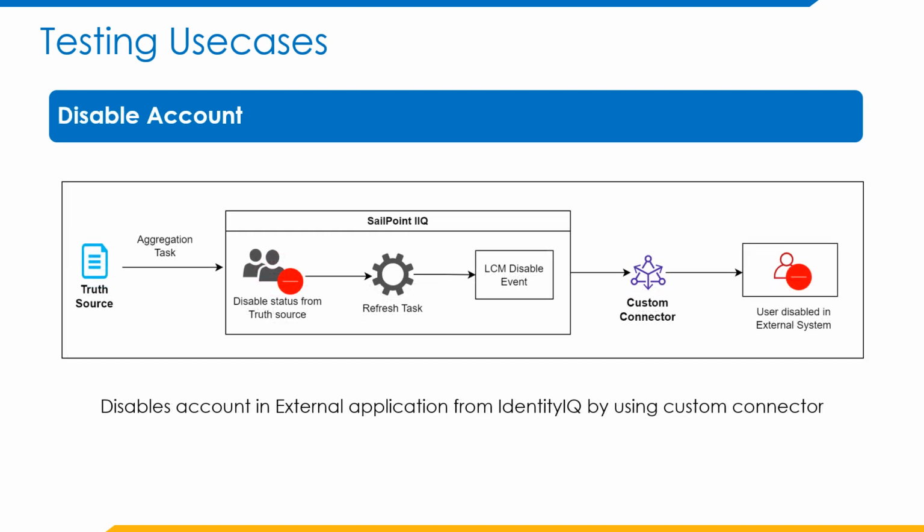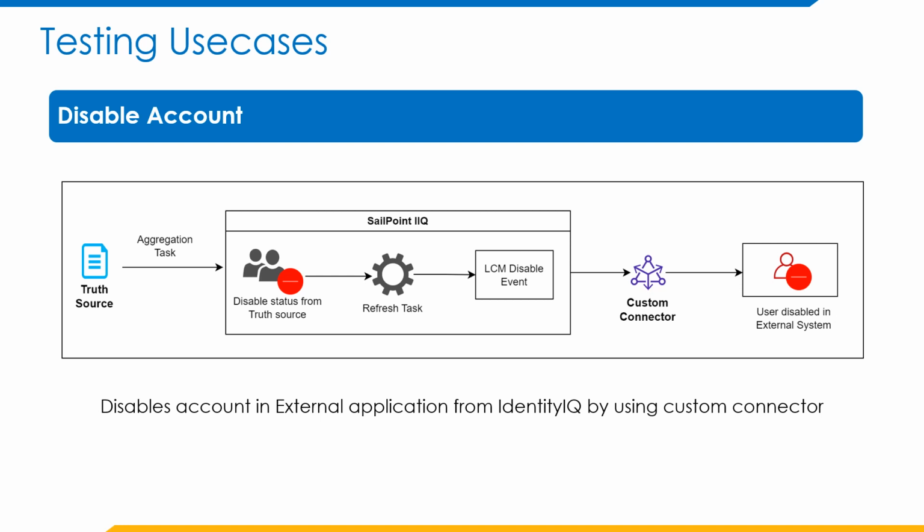The next operation is disable account. Here we will receive the status update to disable the account from the delimited file truth source. This gets updated on the identity from the aggregation task. Upon running the refresh identity cube task, a configured lifecycle disable event will be triggered to handle the account disabling process in the target application using a provisioning plan.